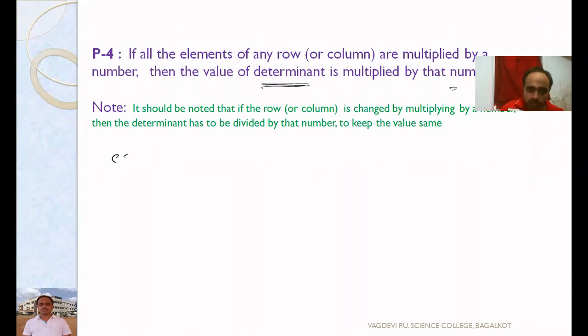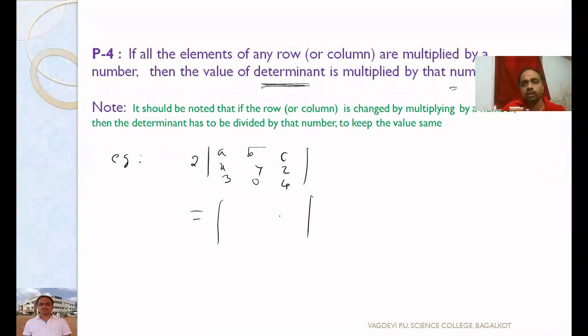For example, I'll write one example. Say for example, 2 into determinant of A, B, C, X, Y, Z, 3, 0, 4. So what will be the next step? This is equal to what? You may say 2 into 2A, 2B, 2C, 2X, 2Y, 2Z, 2 3s are 6, 0, 8. So that is wrong. You have to multiply that 2 only to one row, either first row, second row, or third row. If you don't want row, you can multiply it to columns, but only one column.